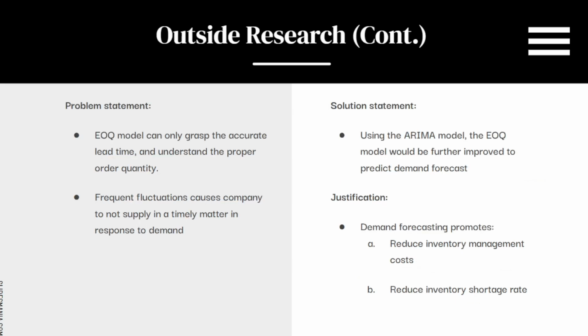Anyway, back to the IEEE article. From the IEEE article, the problem statement is that a company is using an EOQ model. However, it can only grasp the accurate lead time and understand the proper order quantity. It cannot accurately predict future demand. This is due to frequent fluctuations in demand, causing the company to not supply in a timely manner in response to demand. The proposed solution to this problem was to use the ARIMA model.